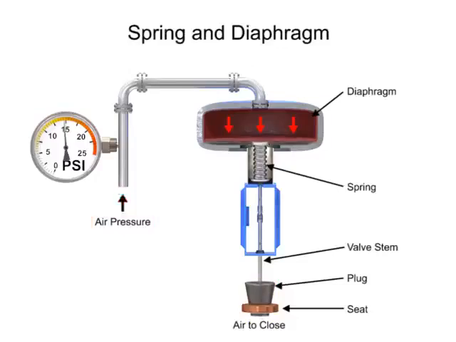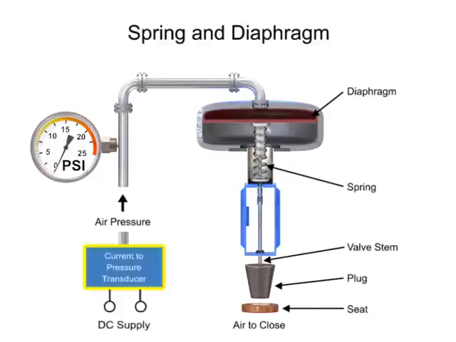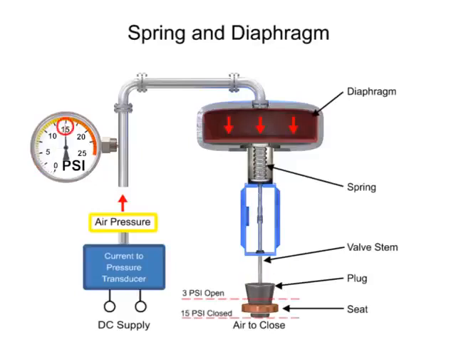With no air pressure, the restrictor is pushed upward by the spring to act as a normally open control valve. To vary the position of the restrictor and flow through the valve, a current-to-pressure transducer can be used to provide a 3 to 15 psi signal to the diaphragm. At 3 psi, the valve is maintained open, and at 15 psi, the valve is maintained closed.